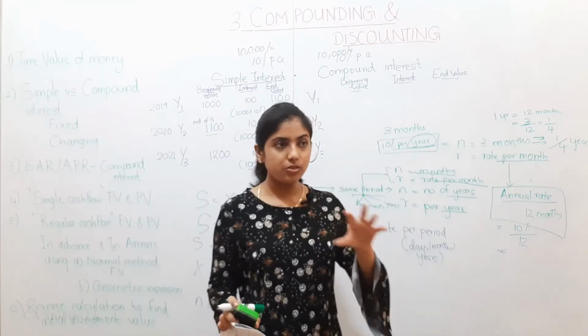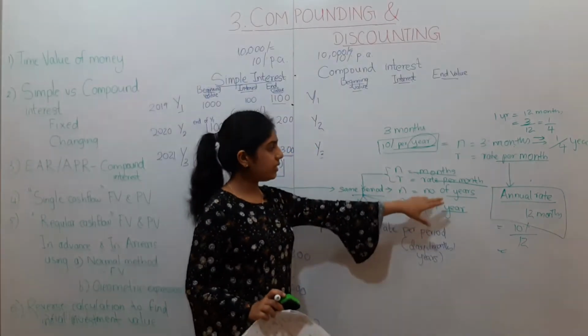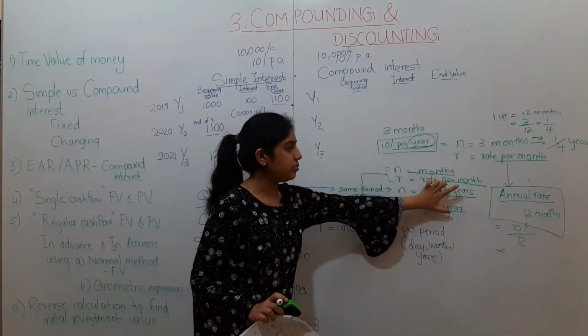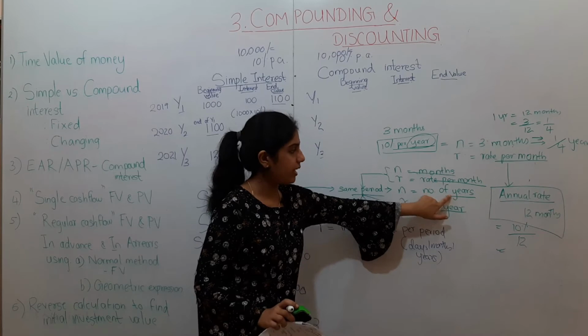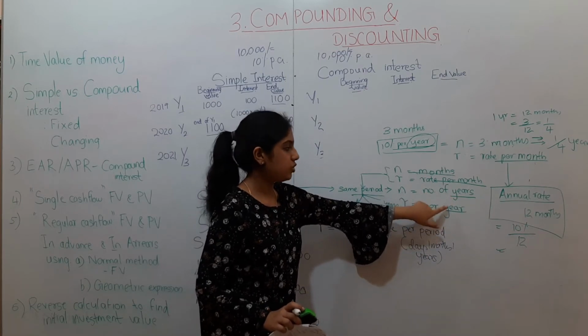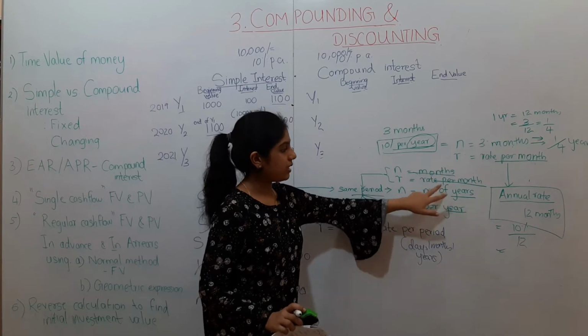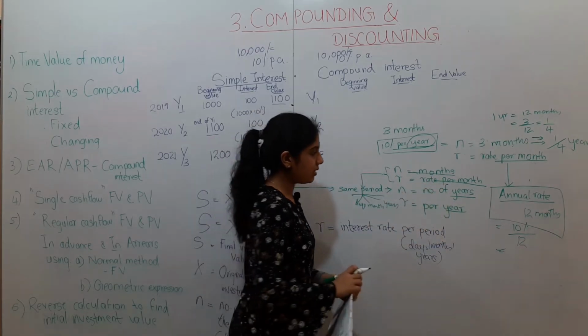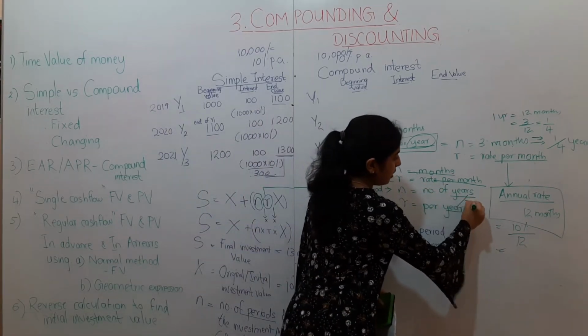And accordingly try to make it similar. The period should be similar. If it's years for n, it should be the interest rate per year as well. It should be year. You could adjust to anything, but the thing is these two must be equal.